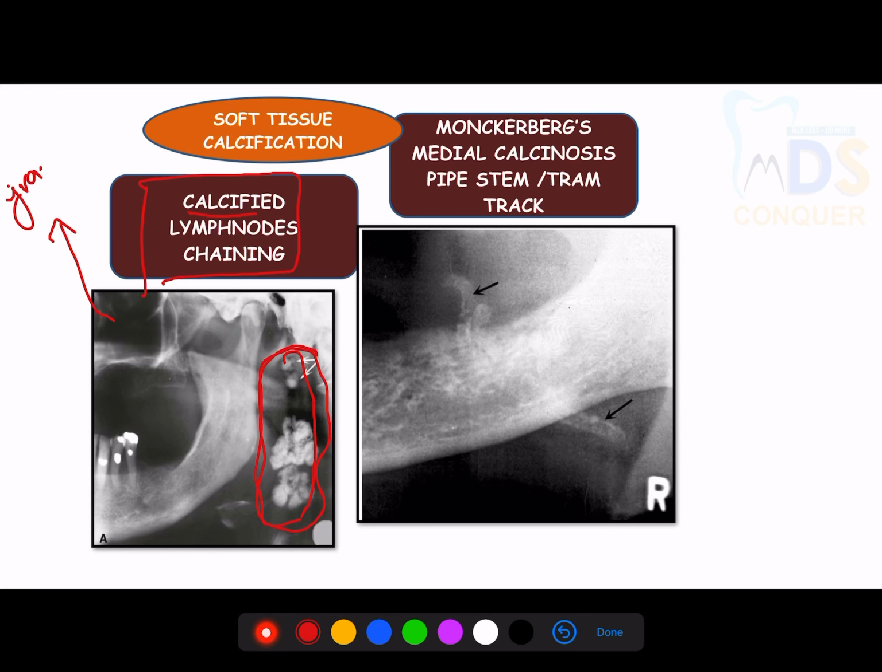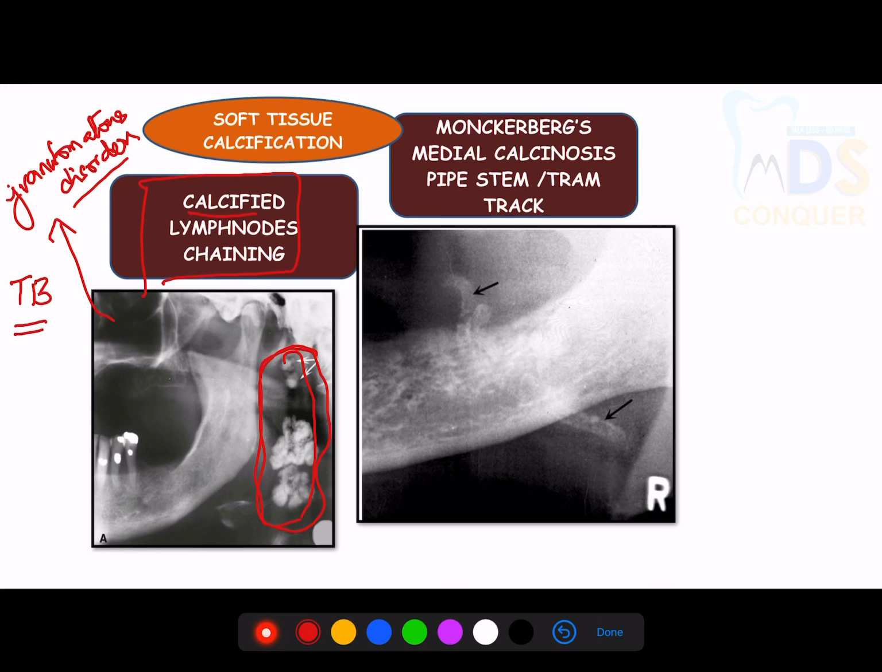Mostly in granulomatous disorders. So you will see this type of lymph node chaining in granulomatous disorders, and the most common example for this lymph node calcification is tuberculosis, where mostly cervical lymph nodes will undergo calcification. So this is regarding the calcified lymph nodes.